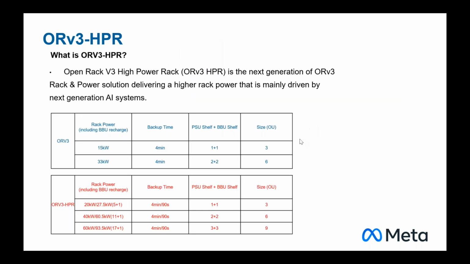So the new generation greatly increased the power capability of the ORV3 within the same architecture. That's the main purpose, to get more power, because the AI system is asking for more power, and we have to provide a power solution. There's no choice. The overall form factor is pretty much the same. Architecture is the same. Rack space.